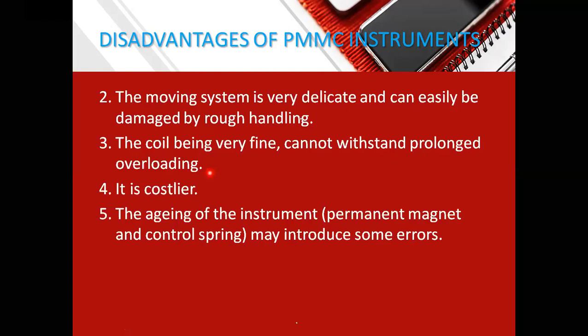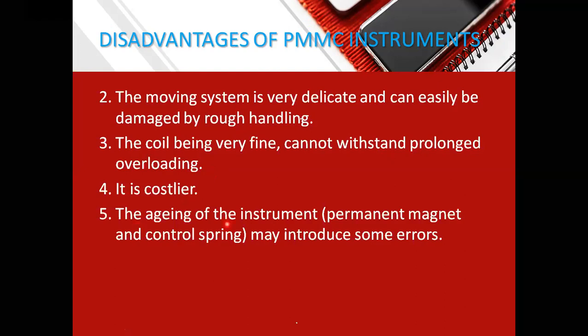Why? Because the coil used inside the PMMC is very thin. Its current rating will be very low. If it is overloaded for a long time, it will get burnt and the circuit will get cut. I mean, it will get open. That means the meter will not show any reading, it gets damaged. And another one is that it is costlier compared to other moving iron instruments.